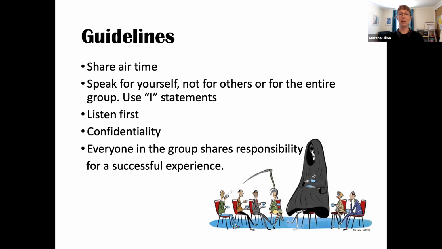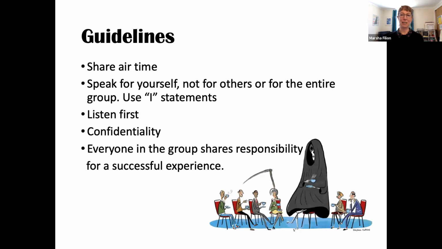Everyone is coming to the table and to this group as an equal, as someone who will at some point die. And this is your chance to share your thoughts with the others in the group. So we ask people to listen first before talking, just again to make sure that everyone is getting their chance to talk. Confidentiality is an obvious one.